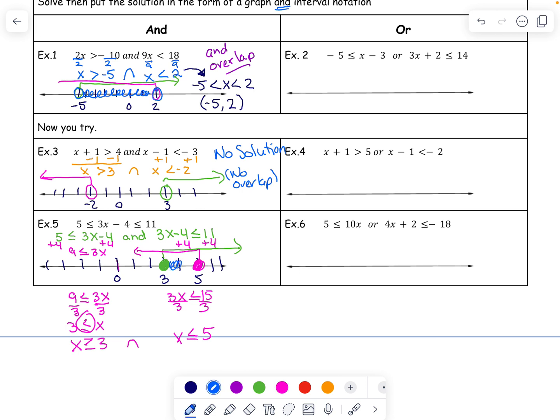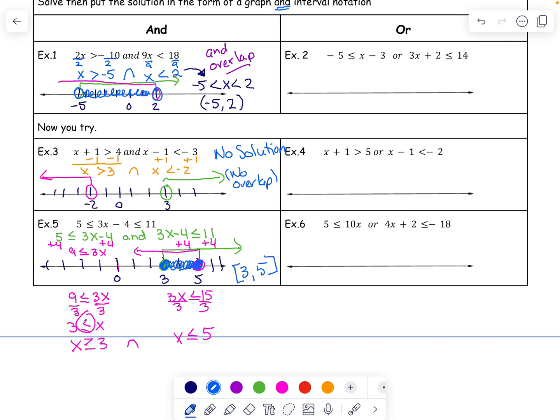And so our solution is where the overlap region is, but we are including the 5 and including the 3. So that means 3 and 5 are our endpoints, but we are including them now. So it will look like this.